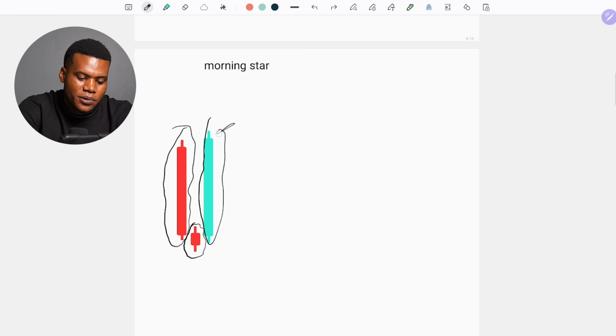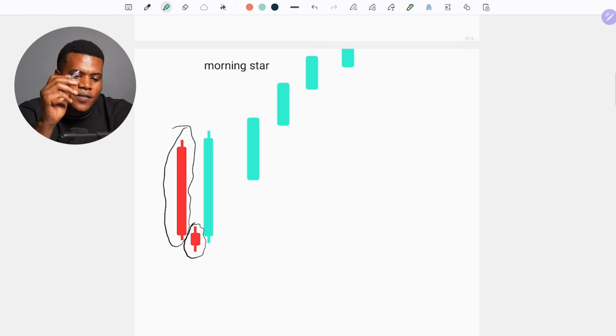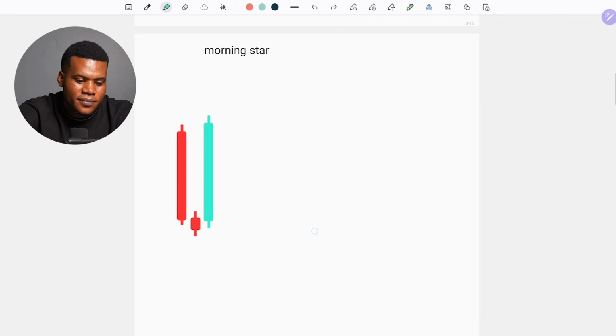This candle up to here. So we're expecting this candle to continue going where? Up. Every time you see this candle, just know it is time for what? It is time for eating.